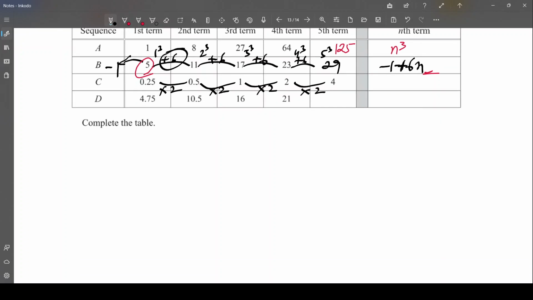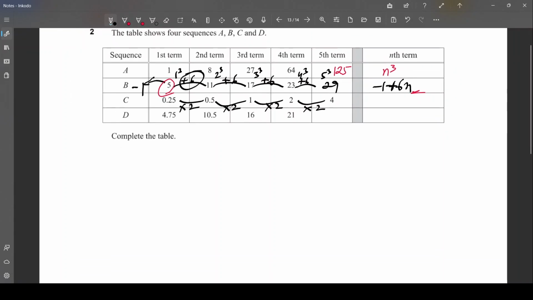Here you should know one formula, that is the ratio formula. Let's say I have 2, 4, 8, 16. So what is happening? The second term divided by the first term gives you 2, the third term divided by the second gives you 2, and this 16 divided by 8 is 2.